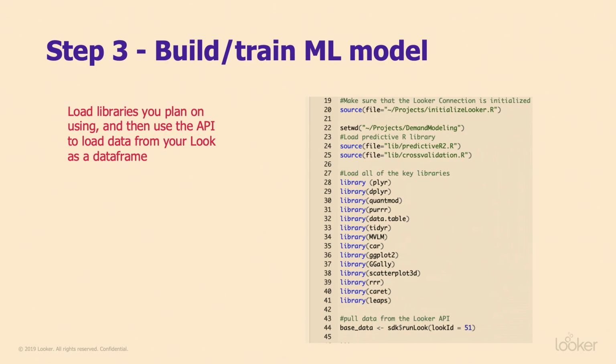In this particular case, I loaded a couple of custom scripts for predictive R-squared as well as cross-validation. But at the very bottom of that, around line 44, I create a data frame that actually pulls data from a specific Look. So we're using the API calls as you would normally with any other SDK to point to a specific Look. You can also use run inline query with LookerR, so you have two options for pulling your data.